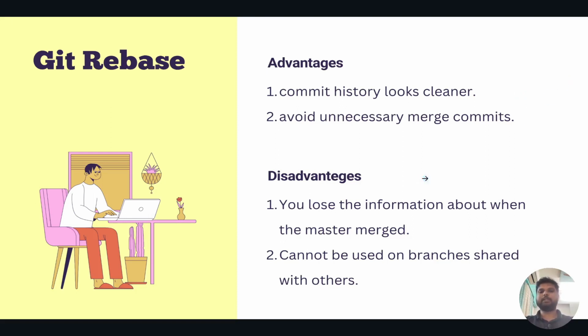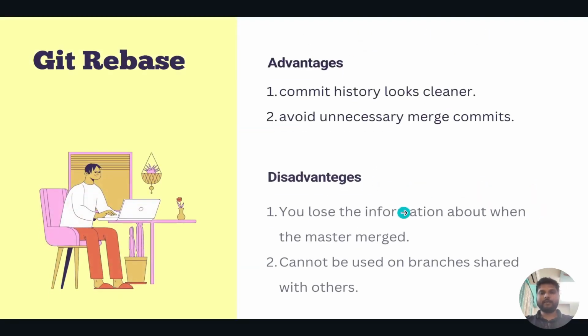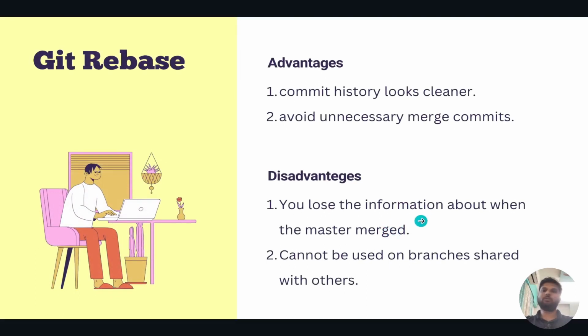Now what are the disadvantages? The first disadvantage of git rebase is that you lose important information about your git history. Let's see what has happened here. If you remember, we changed our base from 3 to 8. Now we don't know when this feature branch was created. Was it created before 3, at 7 or at 8? Because our feature branch keeps changing its base. And that is really critical information if you are working on that sort of project. So basically in git rebase you lose some information, like when the master was merged with the feature branch, when the feature branch itself was created, this kind of information.